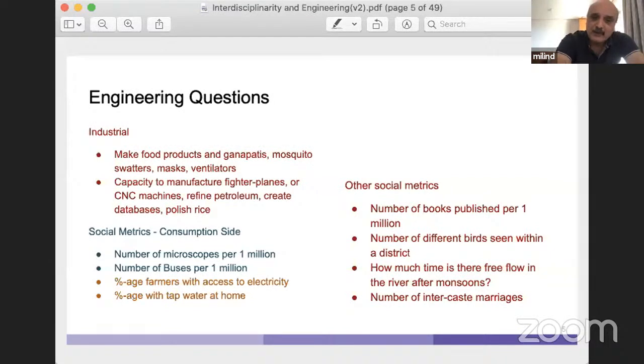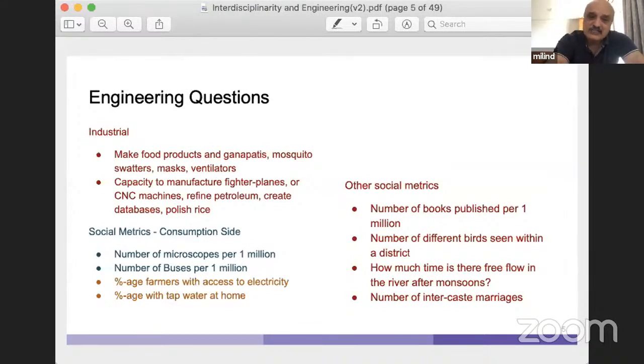But it is also the capacity to manufacture fighter planes. So we heard recently that we are going to manufacture, I think, 50 Tejas fighter planes every year, or maybe Ludhiana manufactures about 100 to 500 CNC machines. Our capacity to refine petroleum, and so on. So there are many industrial measures of engineering.